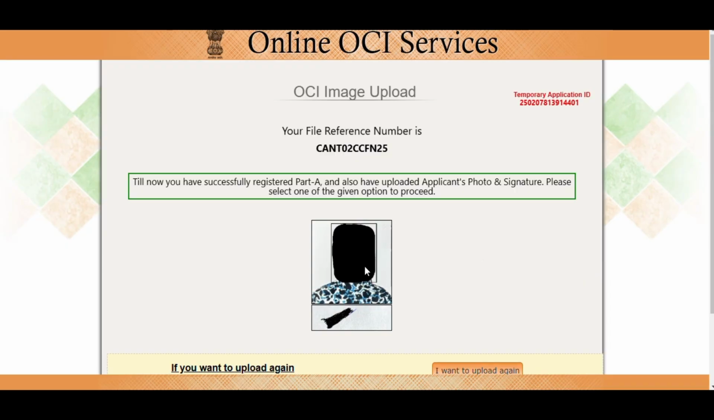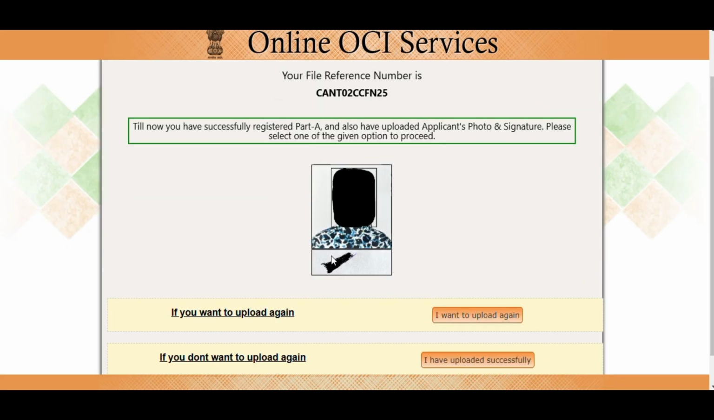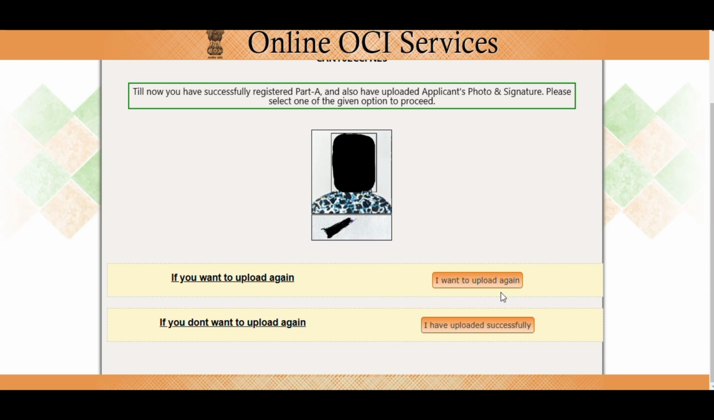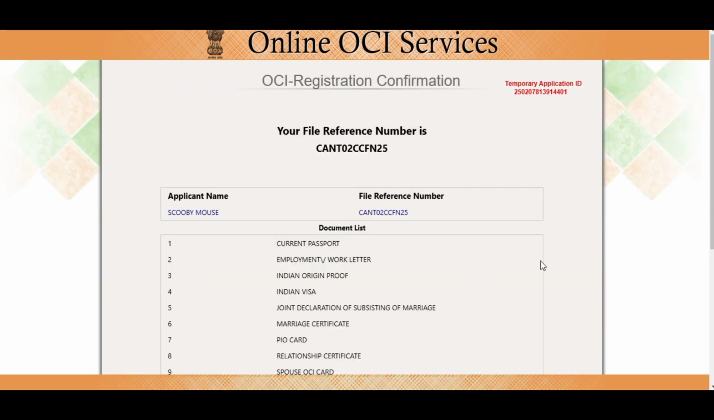Once you have uploaded both your picture and signature, it will show up like this, and it will give you the option whether you want to upload again or you have uploaded successfully. The picture as well as signature can be uploaded at any point of time, but make sure that you have the complete picture of your face as well as your shoulders, otherwise they'll send it back to you. So now as you can see, it is clear. So I'm clicking on I have uploaded successfully and moving on to the next section.